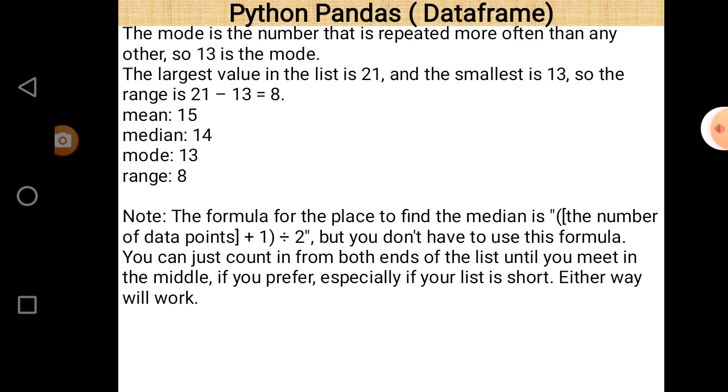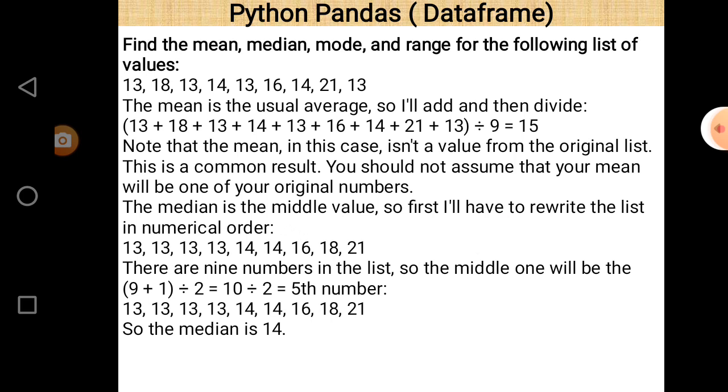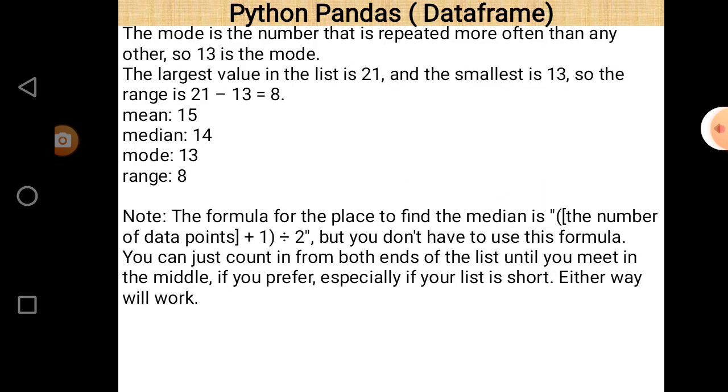In this case the largest value in the list is 21 and the smallest value is 13. And there is another calculation, the range. To find out the range, it is largest minus smallest, meaning 21 minus 13, so 8. It is the range, and mode is again 13 because 13 appears 4 times, 14 appears 2 times, 16 appears 1 time, and 18 and 21 appear 1 time each. So this is the concept of mean median mode.